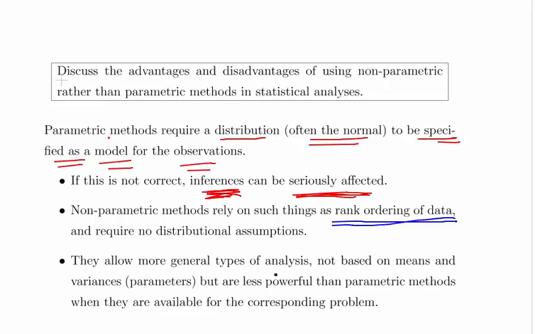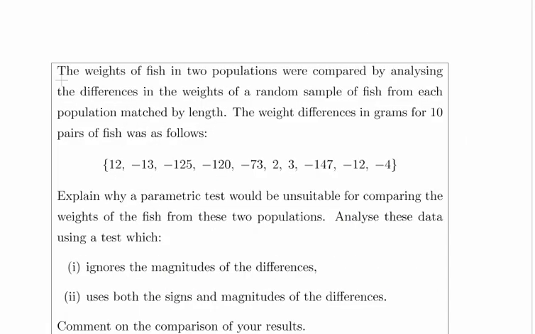They allow more general types of analysis, but not based on the means and variances, which are the parameters which give parametric methods and non-parametric methods their names. That's where it comes from, but they are less powerful than the parametric methods when both are available for the corresponding problem. That's quite important. Non-parametric methods are far less powerful. They're less beneficial for overall analysis as opposed to parametric methods. So they're the poor relation, so to speak.